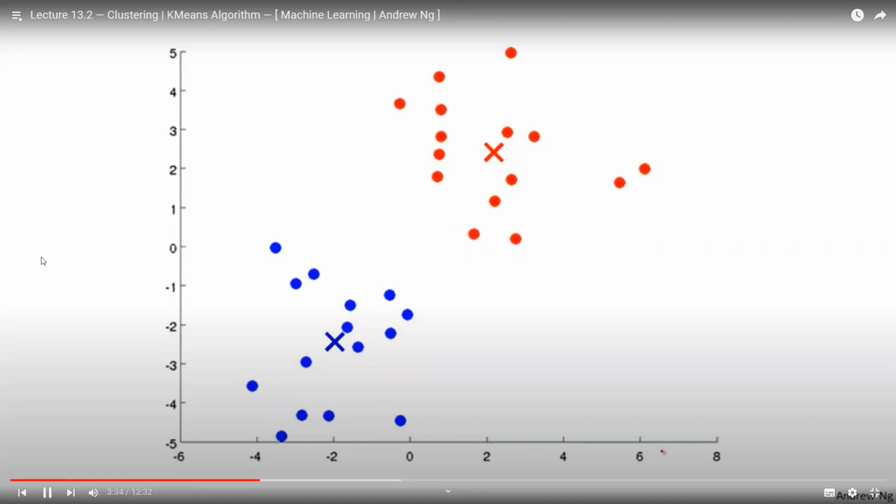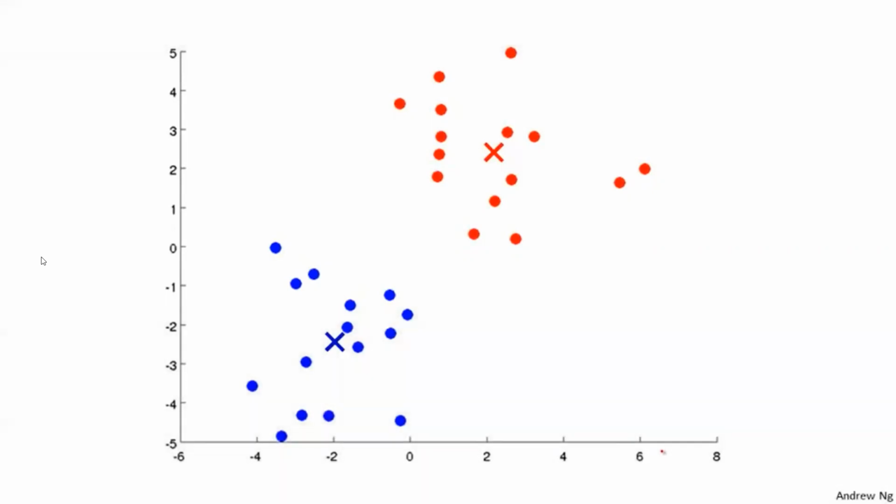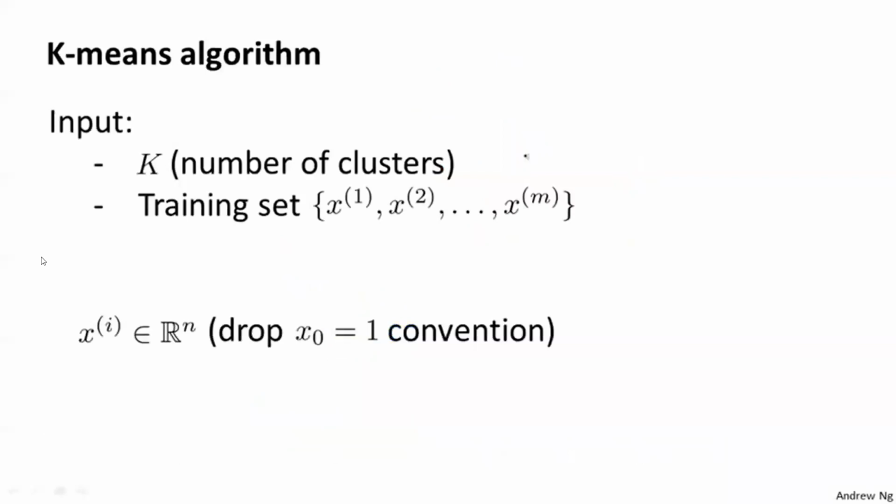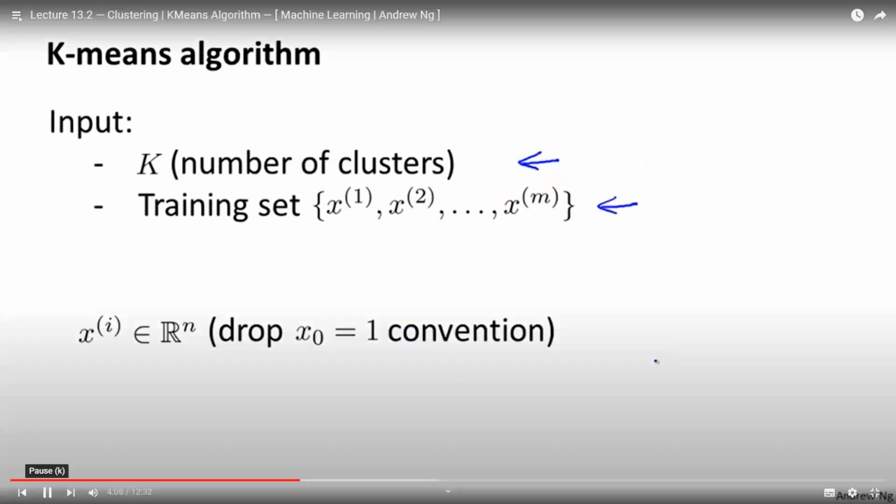At this point, k-means has converged, and it's done a pretty good job finding the two clusters in this data. Let's write out the k-means algorithm more formally. The k-means algorithm takes two inputs. One is a parameter k, which is the number of clusters you want to find in the data. I'll later say how we might go about trying to choose k, but for now, let's say we've decided we want a certain number of clusters, and we're going to tell the algorithm how many clusters we think there are in the data set. And then k-means also takes as input this unlabeled training set of just the x's, and because this is unsupervised learning, we don't have the labels y anymore.